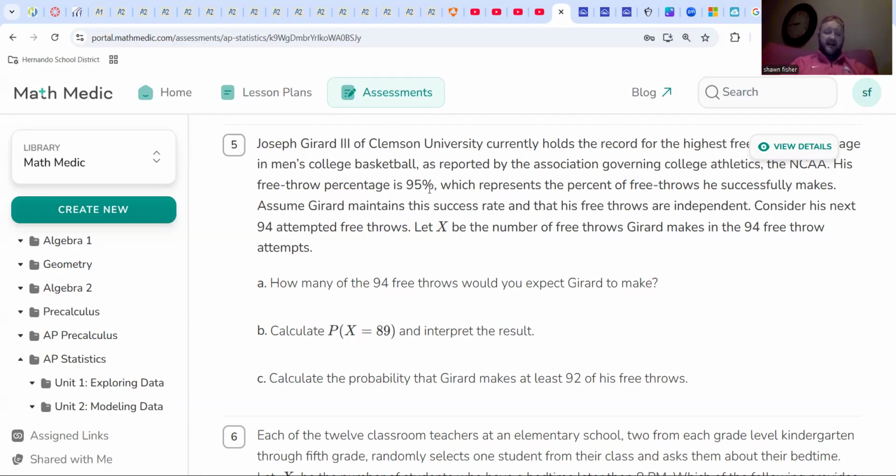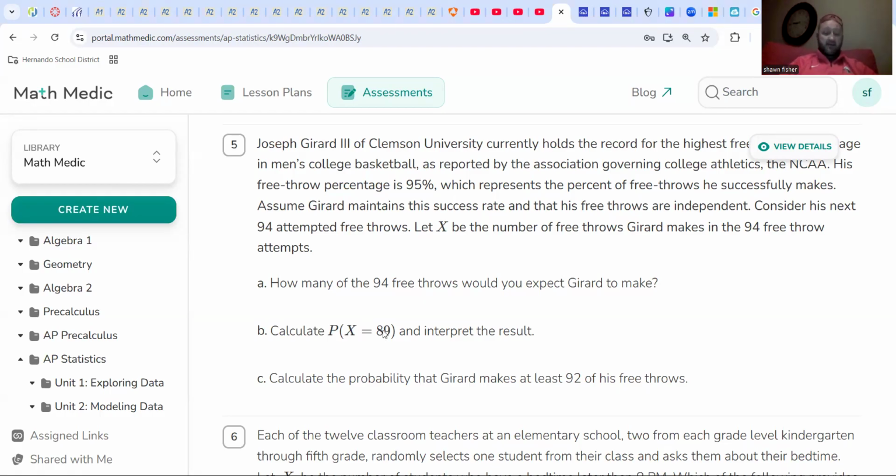Well, he's already made 95% of all of his shots. So we're going to say 95% of the 94, I expect him to make 89.3, or if we want to be really discrete, 89. Okay, something like that. So let's calculate the probability that the number of free throws that he makes out of 94 equals 89.